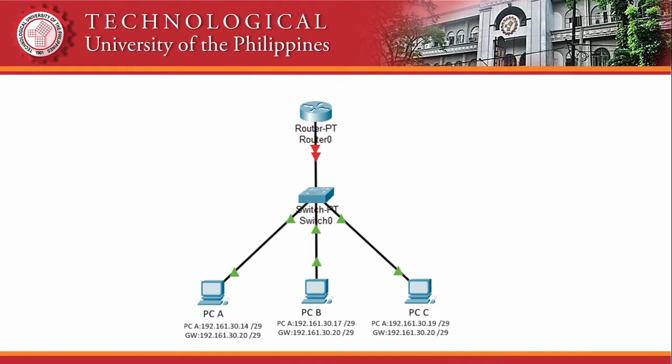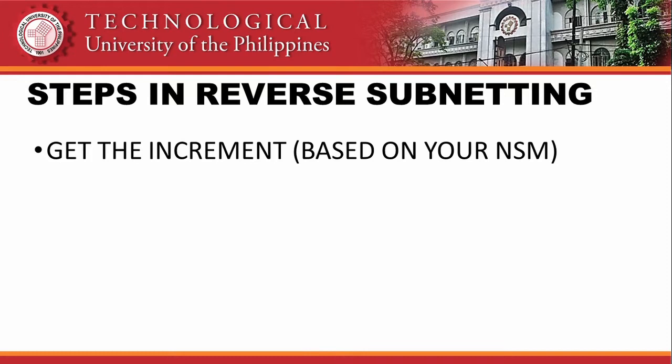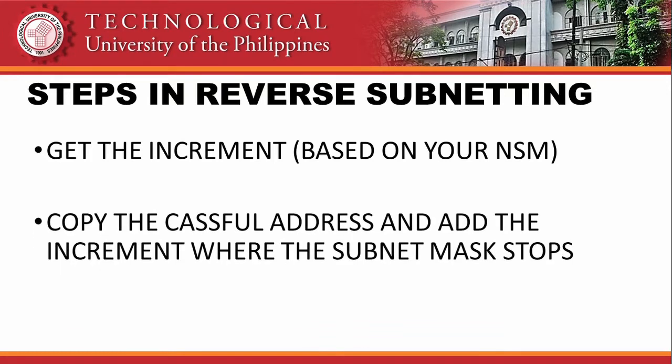Here we can see a network topology. The question is, bakit yung PCA ay hindi nakakonect sa internet while the other two PCs can connect? Steps in reverse subnetting. First is to get the increment based on your new subnet mask. And finally, copy the classful address and add the increment where the subnet mask stops. Looks familiar? It is our step 4 and step 5 back in subnetting in host or network requirement, kaya it is much easier now kasi alam na natin kung paano ginagawa yun.